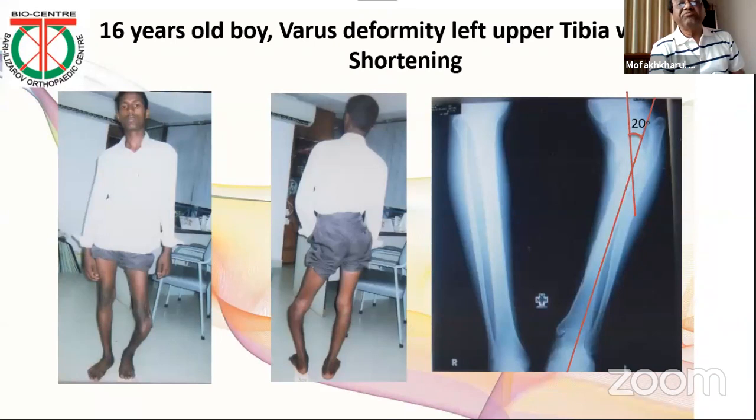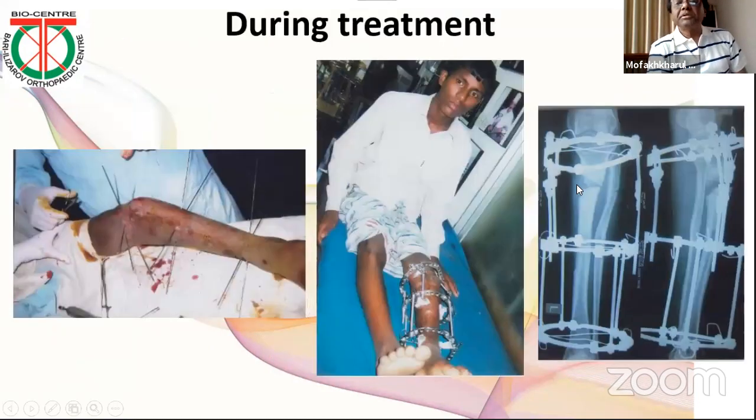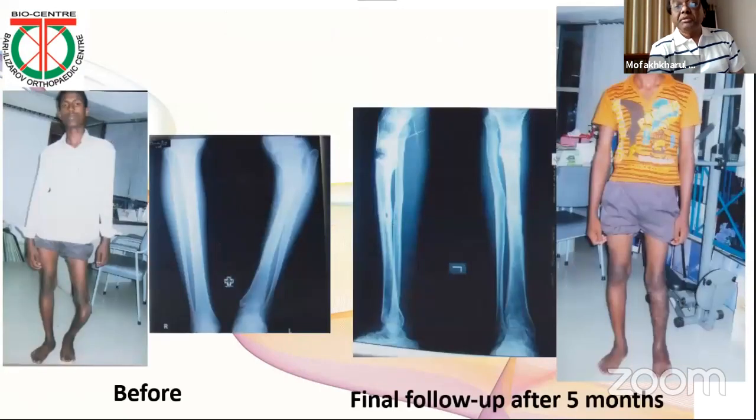Scenario two, same varus deformity, with upper tibia shortening. Look at this angle. If you have to draw the angle yourself, then you can easily think how much magnitude of deformity you have to correct. So this is during treatment. And see, dear friends, after 5 months, good regenerate with good correction.